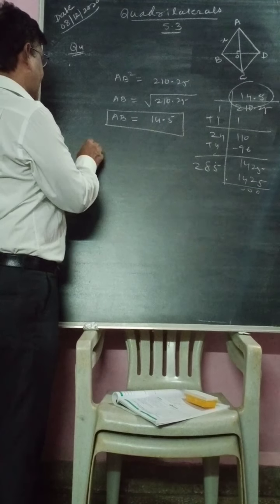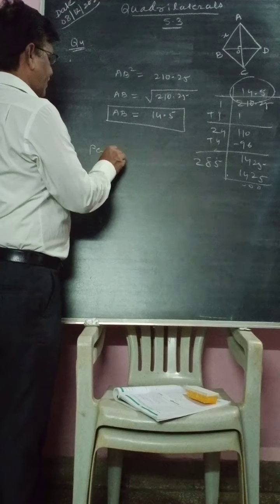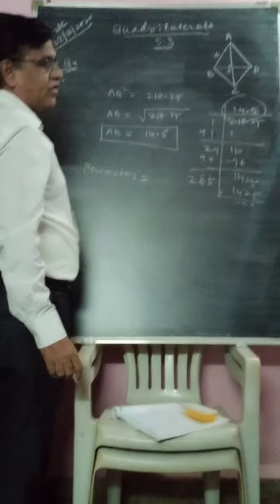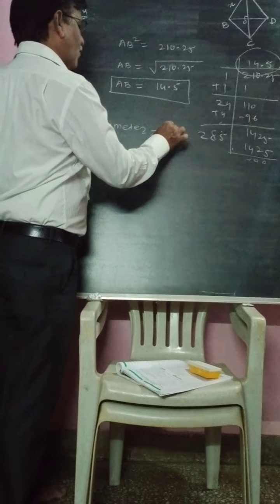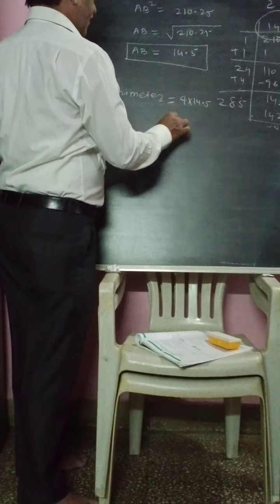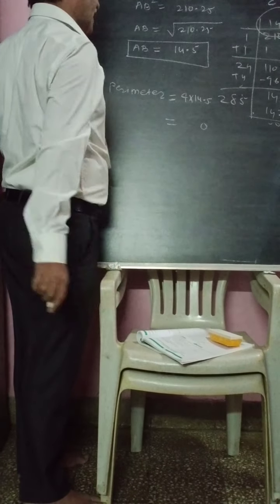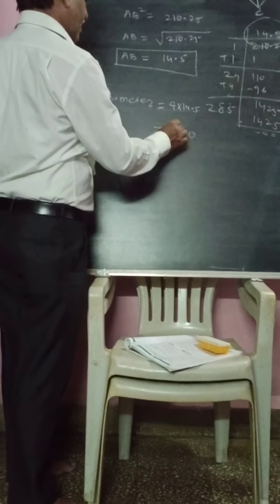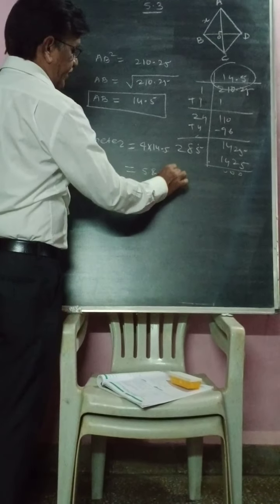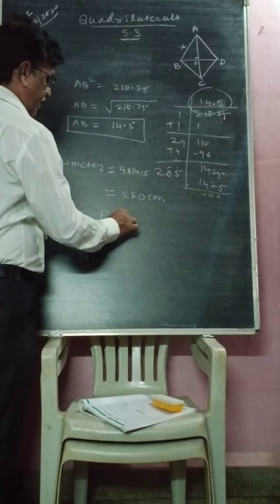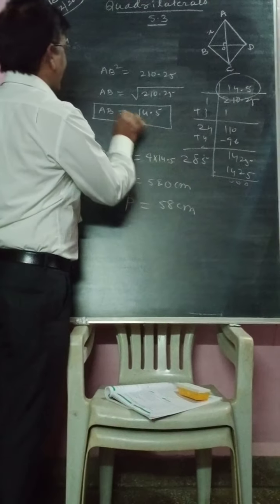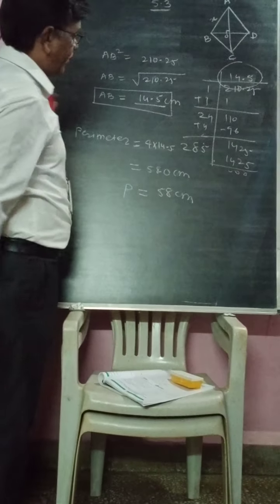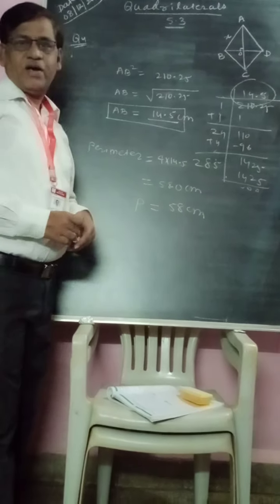Now you have to find out the perimeter. Now perimeter is equal to, what is your formula? It is a rhombus. Rhombus means all sides are equal, so 4 into 14.5, right. 4 5s are 20, 0, carry 2, 4 4s are 16, plus 2 is 18, carry 1, 4 1s are 4 plus 1 is 5, 58.0 centimeter. This is the perimeter. Perimeter is equal to 58 centimeter and side is equal to 14.5 centimeter. Right? In this way you can find out the side of the rhombus and the perimeter of the rhombus.